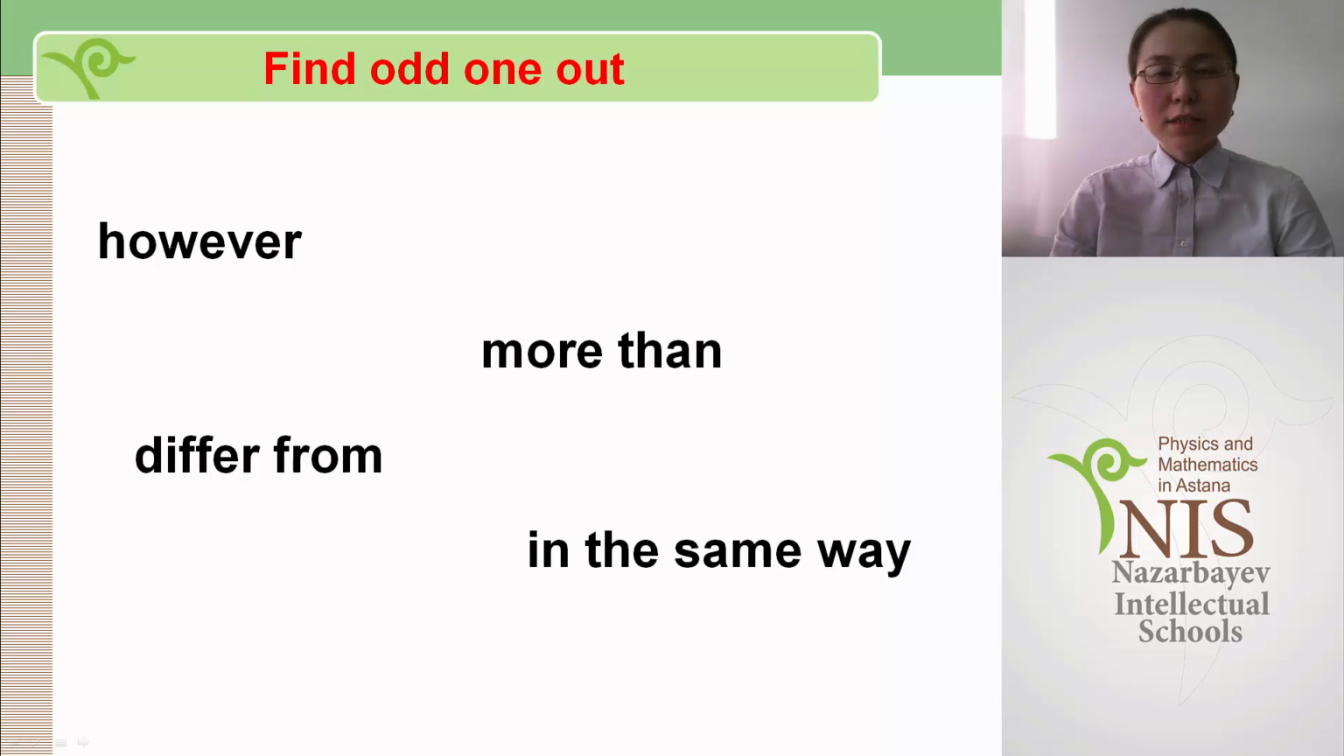Let's do the last task for today. It is called Find Odd One Out. The word that is not similar to these words, or that is different from all other words. Which word is different and is not similar? Can you compare and contrast? Very good. The answer is in the same way, because this is used to compare. All other words, however, more than and differ from, are used to contrast things, to show differences.